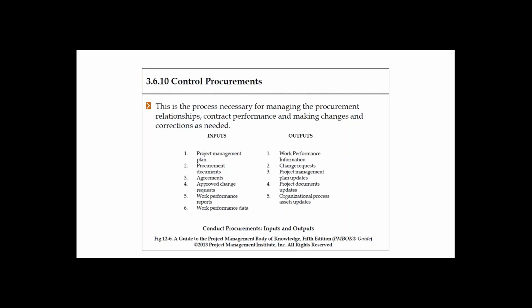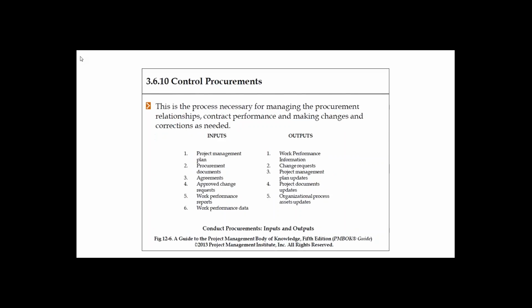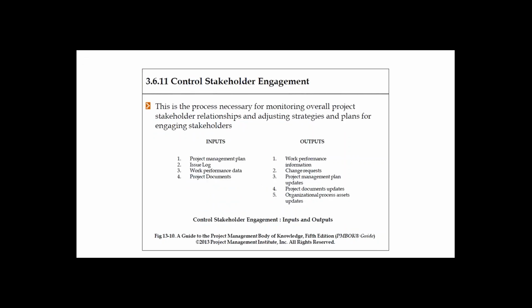Okay, so the outputs are work performance information, change requests, project management plan updates, project document updates, OPS. Actually, most of the people, I don't know, it's statistics. Looks like procurement is kind of a difficult subject for most of them on the exam. Okay, so we'll see. So next thing is control stakeholder engagement.